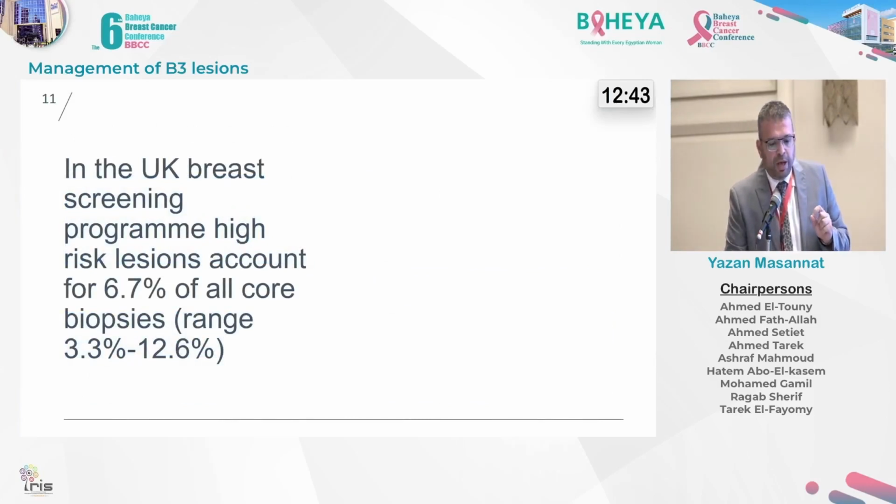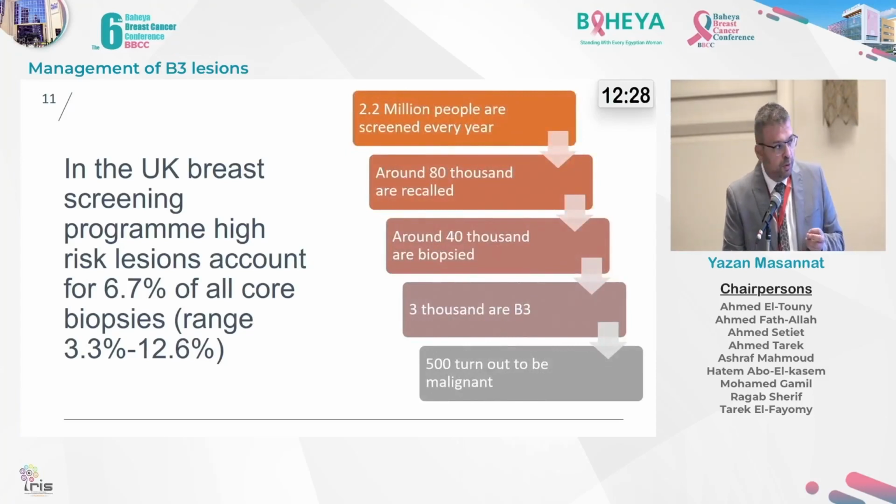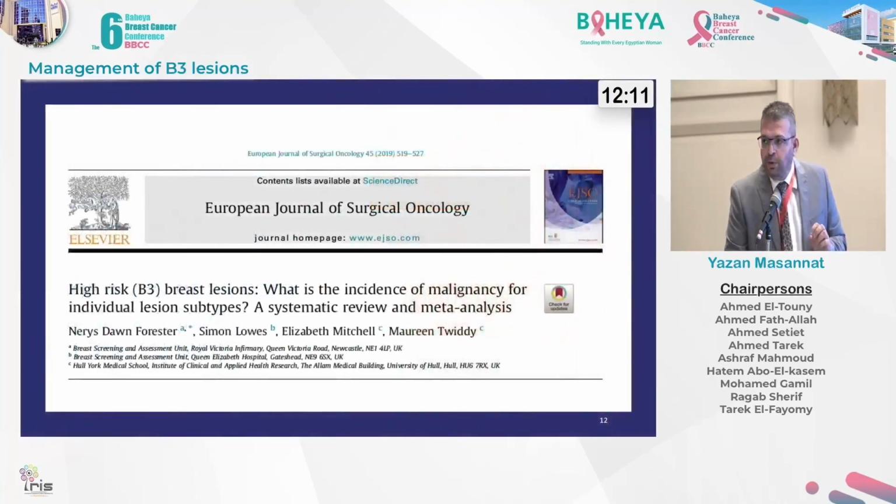In the UK, we have a screening program. The percentage of B3 biopsies is around 7%. Some years it's down to 3%, some years it's up to 12%. But remember that we screen about 2.2 to 2.5 million a year, 80,000 are recalled, half of those are biopsied, and 3,000 of the biopsies are B3, while nearly 20,000 are malignancies. Out of 3,000 B3, about 500 are cancers. So it's not a small problem when you look at the bigger picture.